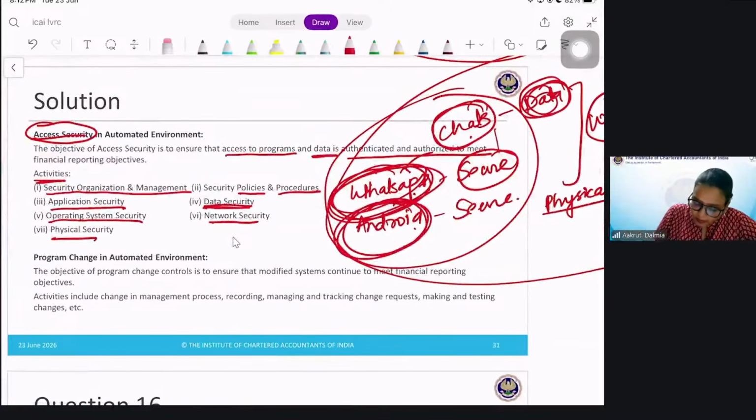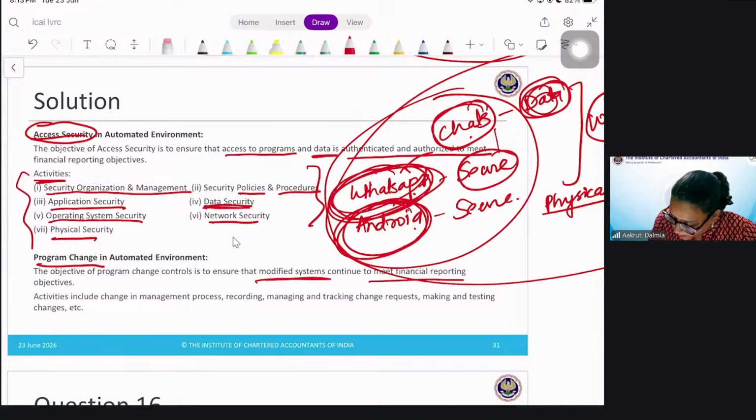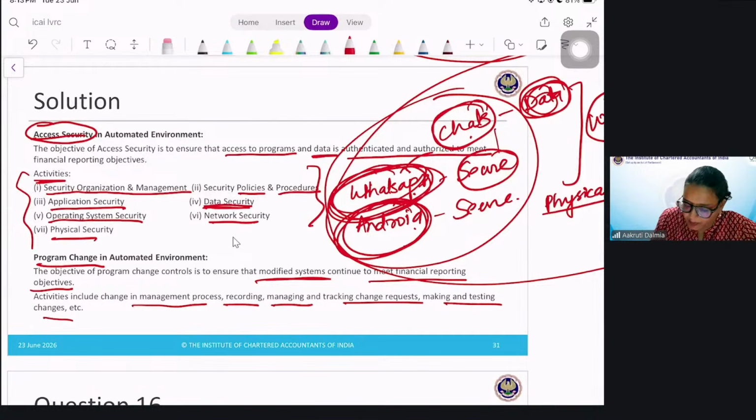Okay. So this is how application security is maintained. Program change. The objective of program change is to ensure that the modified system continues to meet financial reporting objectives. It means change management, recording, managing, tracking. All of this should be properly maintained.